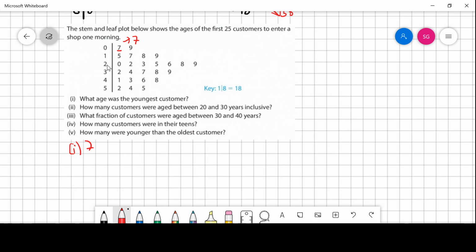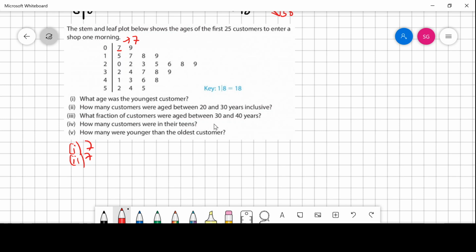How many customers were aged between 20 and 30 years inclusive? For that, we can go, okay, how many between 20 and 30? 1, 2, 3, 4, 5, 6, 7. So 7 people were between 20 and 30. And you can see how that was much faster than if it had all been a jumble of numbers. It would have taken me much, much longer.